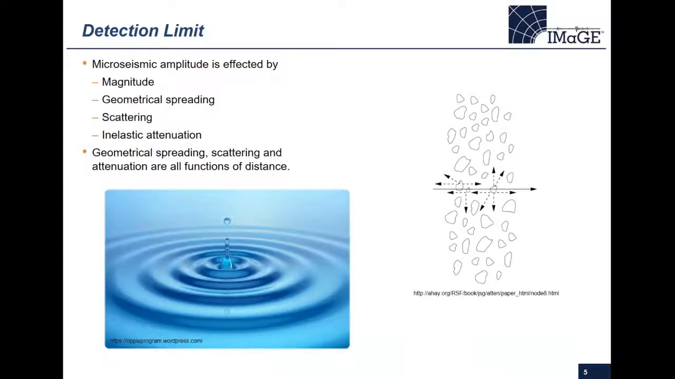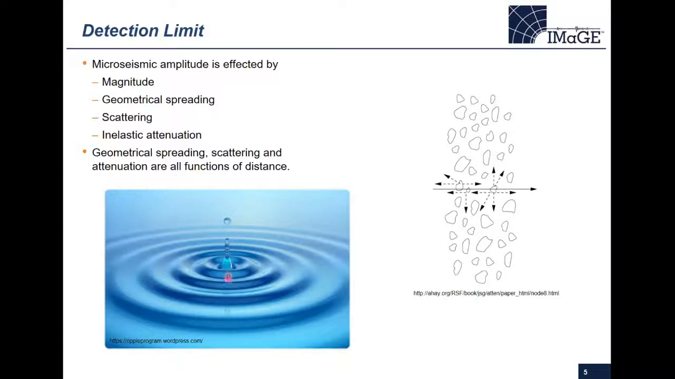So the first effect is a detection limit. Things can affect the microseismic amplitude, such as the magnitude, geometrical spreading, scattering, and inelastic attenuation. Geometrical spreading is the idea that you may have seen these ripples in ponds, and this picture is often used in seismic to help explain.